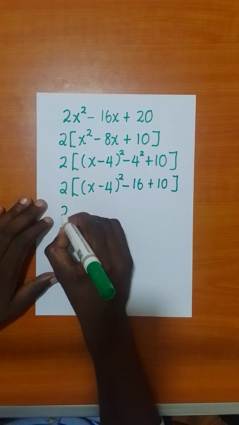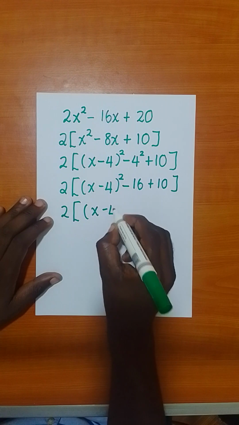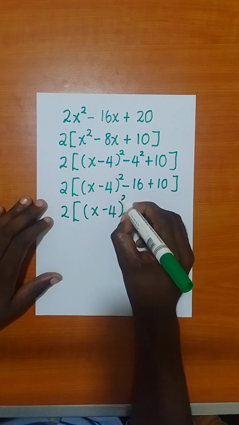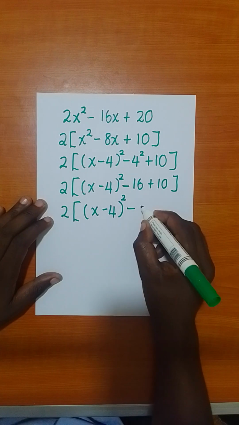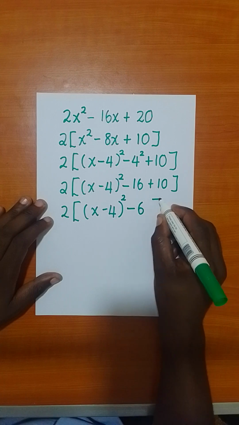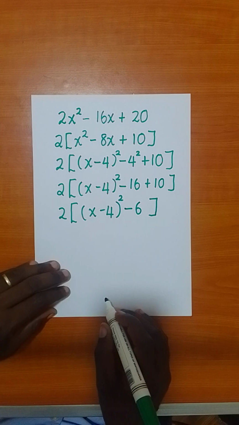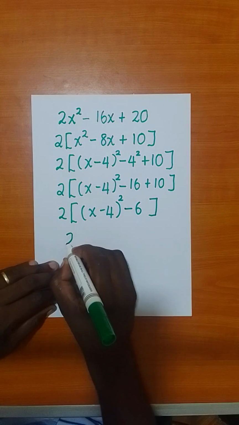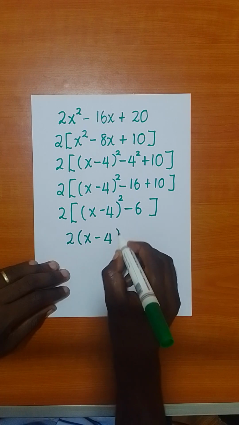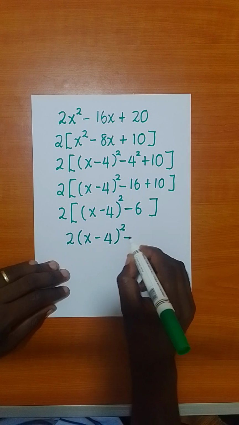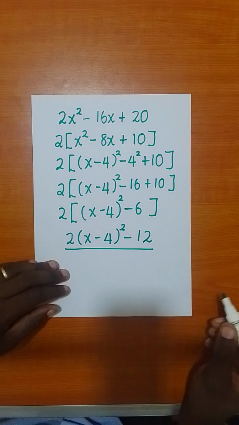Then we have 2 times x minus 4 squared, then minus 16 plus 10, which is going to give us minus 6. After doing this, we can put the 2 inside the square brackets. We have 2 times x minus 4 squared minus 12. Then we are done.